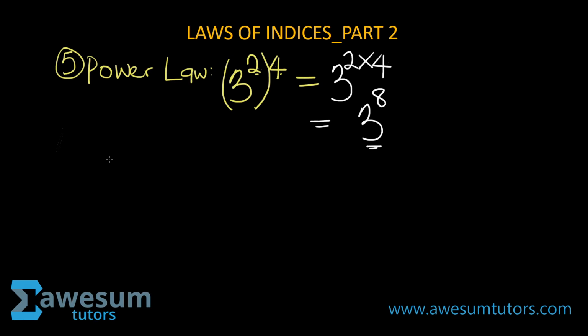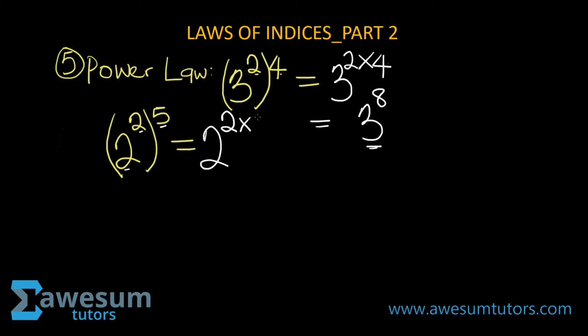Take a look at another example right here. 2 raised to the power of 2 and then again raised to the power of 5. What you do is say 2, the base, raised to the power of, you multiply this power and this power, which is 2 times 5. And then you're going to have 2 raised to the power of 2 times 5, which is 10. Very good, guys.